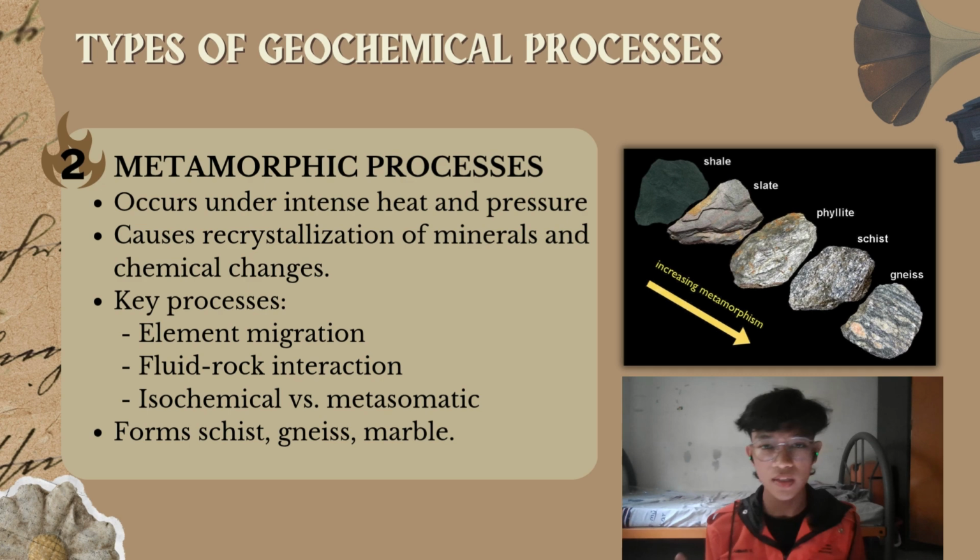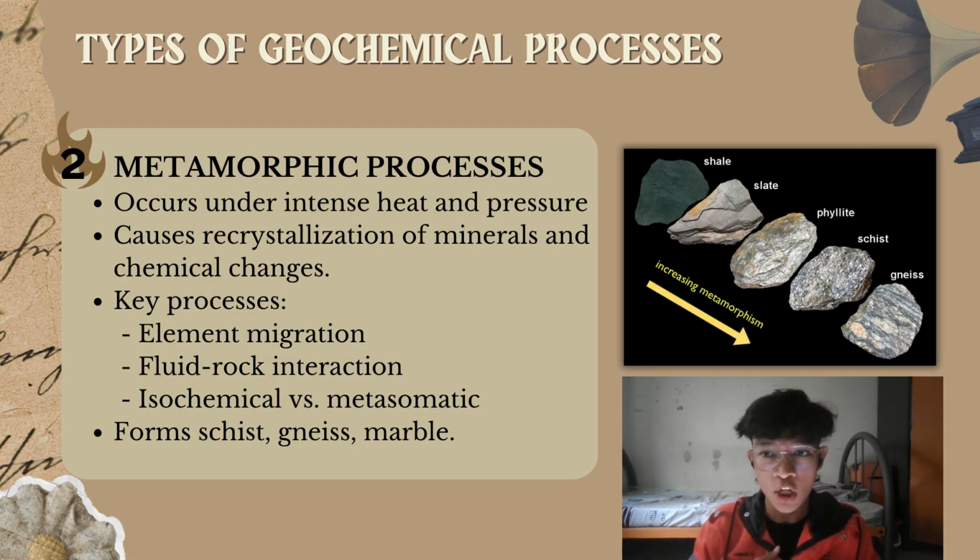Metamorphic processes occur when rocks are subjected to intense heat and pressure, usually deep within the Earth's crust. These extreme conditions do not melt the rock, but instead cause the minerals to recrystallize and undergo chemical changes. This transformation changes the texture, structure, and mineral composition of the rock.